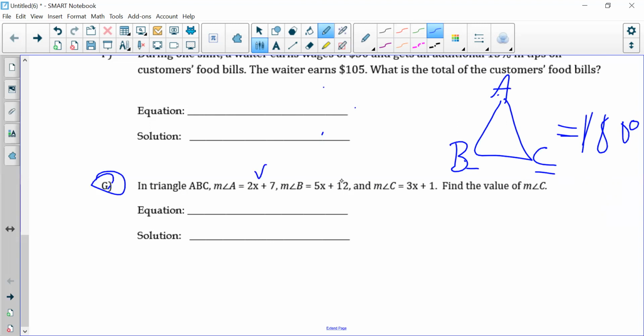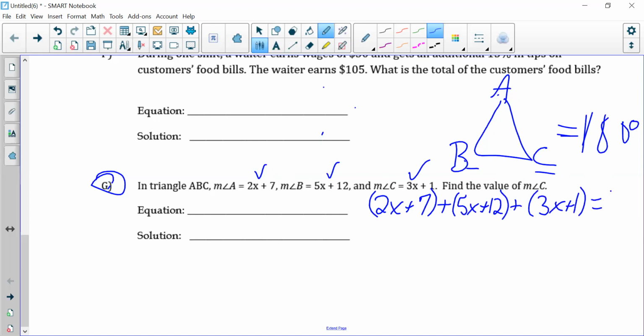All right, we're going to use that. So let's plug in our pieces. We're just going to write it on this line, right? No, we're going to do it over here because we're going to simplify. 2x plus 7, that's A, plus the measure of angle B, plus 5x plus 12, plus the measure of angle C, 3x plus 1 equals 180. Now I put these in parentheses just for emphasis of the pieces, but you notice we have plus signs in between them. So we can just simply drop the parentheses or ignore them for our next step.